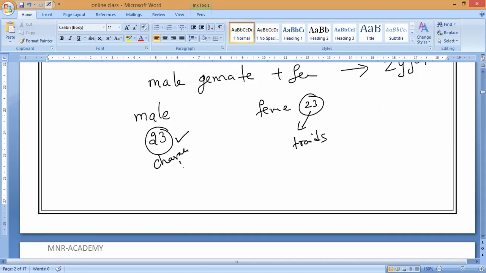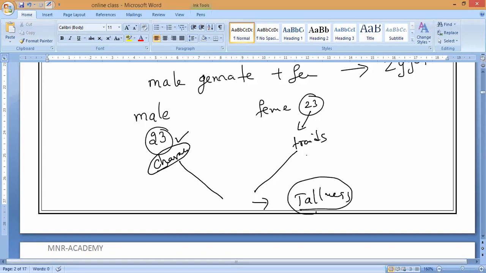Now, during sexual reproduction, what is happening? Each characteristic is developed in the offspring. Understanding? For example, the offspring develops tallness. So in these 23 pairs of chromosomes, one gamete from the male is responsible for the tallness in the offspring, and one gamete from the female is responsible for the tallness in the offspring. That is what I am saying. Each character is donated by one gamete from the male and one gamete from the female. Like that only, characteristics will develop.